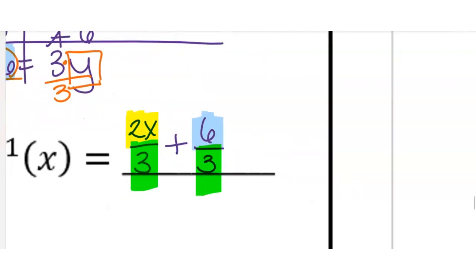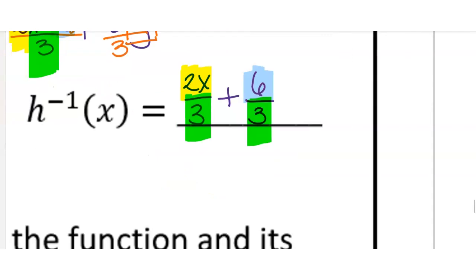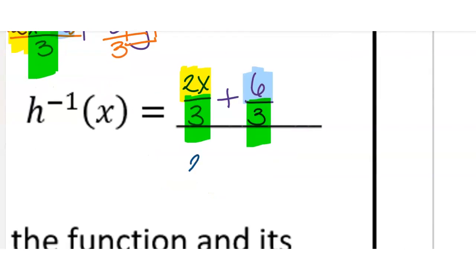And then remember the rule that we always have to simplify. So if we look at our first fraction, we can't simplify it further, so it stays as 2/3 x. But we can simplify 6 divided by 3. 6 divided by 3 is 2.